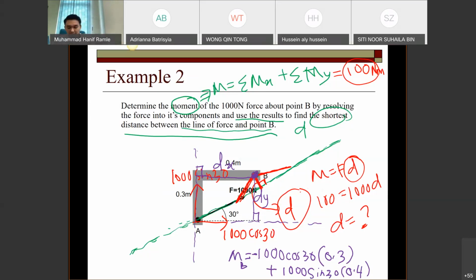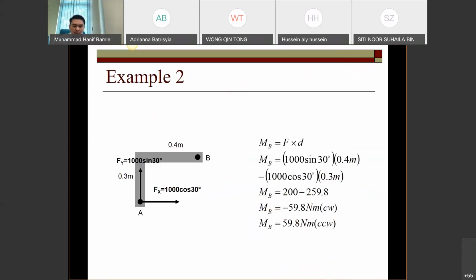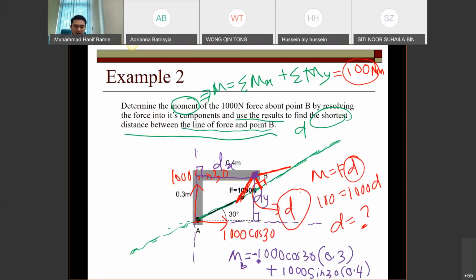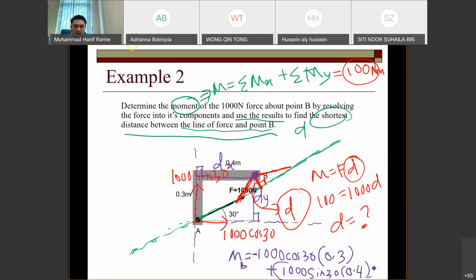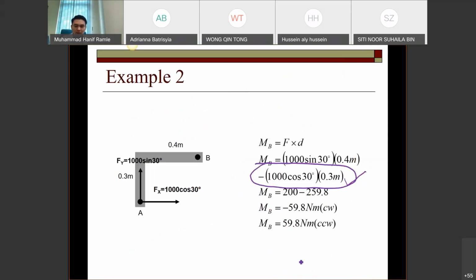So if you look at the solution, it is similar to what I wrote just now. The negative is for the x component: negative 1000 cos 30 times 0.3. And the y component is 1000 sine 30 times 0.4, positive. And the answer is this one.